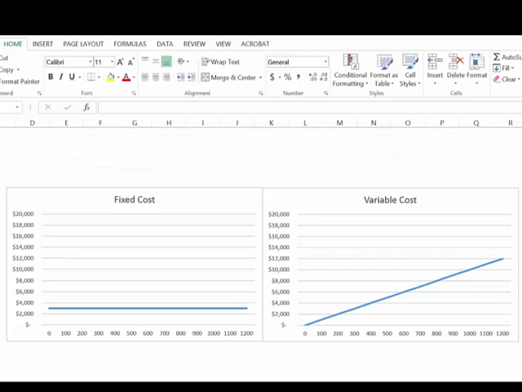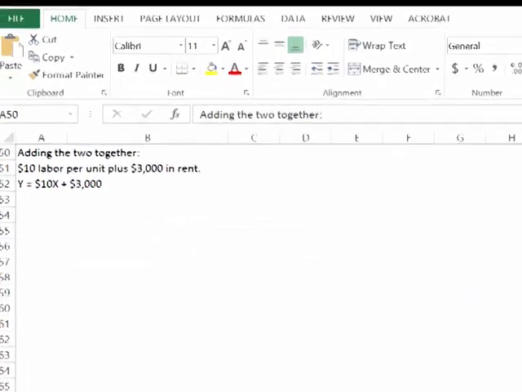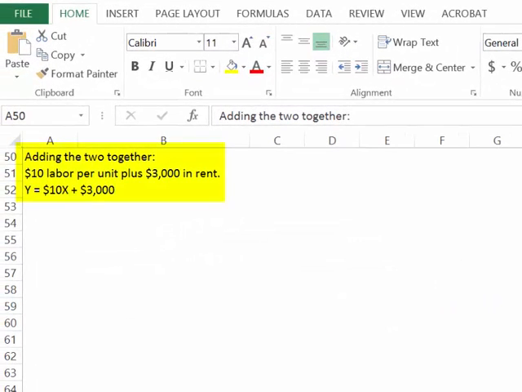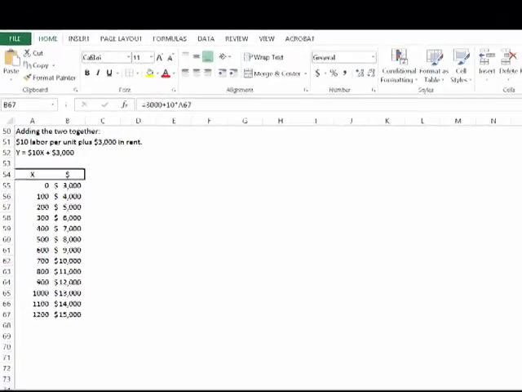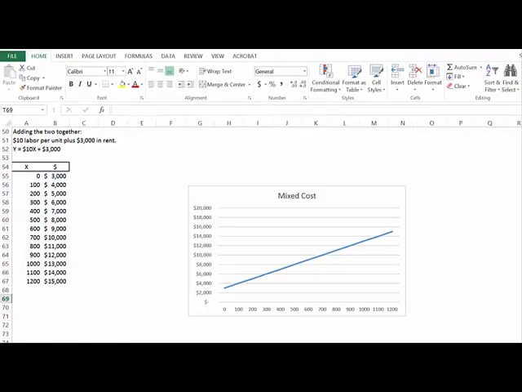Okay, what happens if we put these two together? Let's take a look. Okay, so if we add the two together, we have $10 labor per unit plus $3,000 in rent. That makes our equation y equals 10x plus 3,000. We can add some data to this again. Let's graph this, and there is our mixed cost. It has an intercept of 3,000 and a slope of 10.